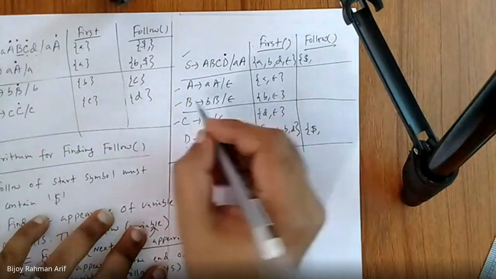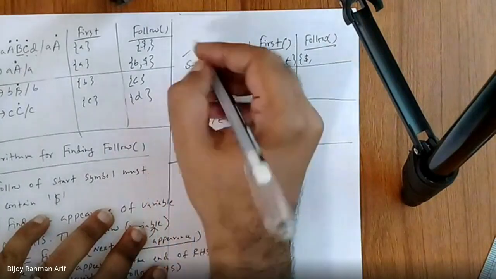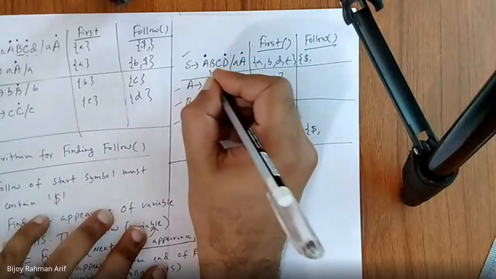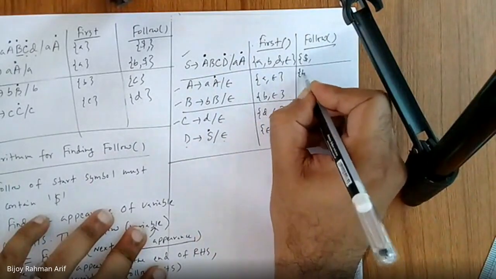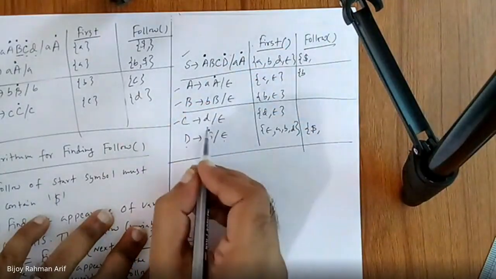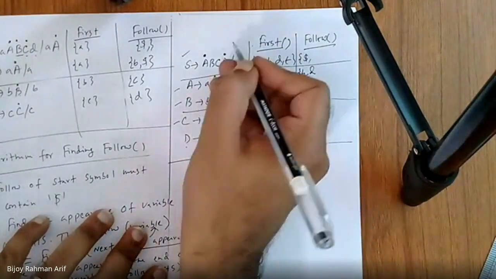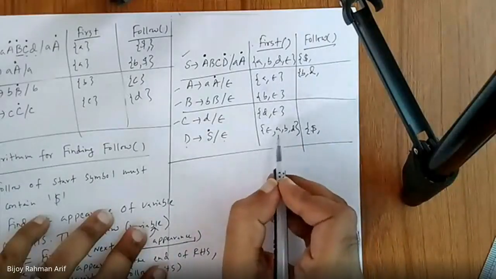Now A. What is A? A appears on the right hand side over here and here and here. For this one, follow of A is nothing but first of B. First of B is nothing but b. If you put epsilon, this one is crossed out, so C is exposed. First of C is nothing but D. If you put epsilon, then this C is crossed out. Now D is exposed. What is first of D? First of D is nothing but A, B, C, D.